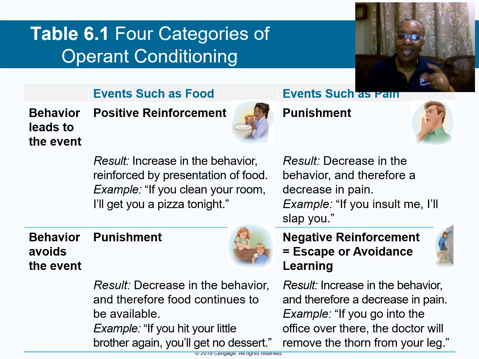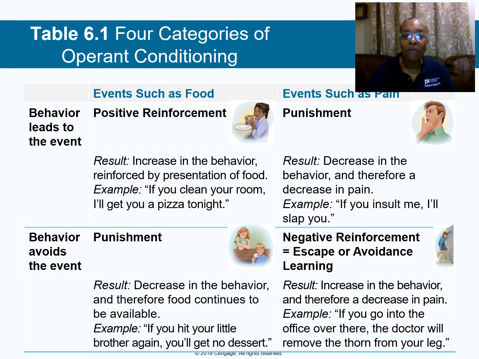This is where it gets confusing for people, because a lot of times when we hear positive, people want to think good or bad. And remember, we're trying to increase a behavior. So negative reinforcement can still increase a behavior, but it's always with something that we're trying to avoid when we're utilizing negative reinforcement in order to increase a particular behavior. That's why I said it can get really confusing.